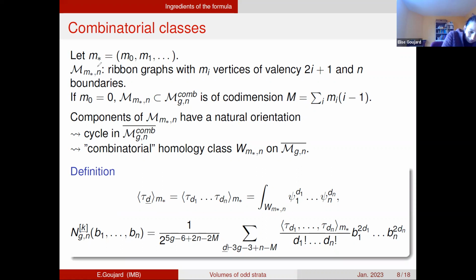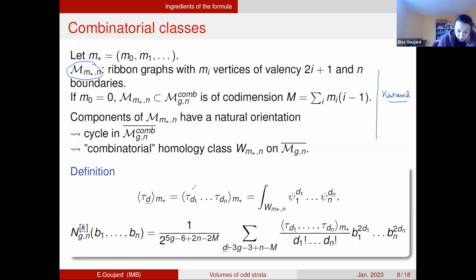For each subset where you fix the valency of the vertices, you can show that the components of these sets, this is basically what Kontsevich does. So Kontsevich showed that on each component of this set, you have a natural orientation, which allows you to define a cycle in the compactification, and actually a homology class on M_{g,n} bar if you are careful enough.